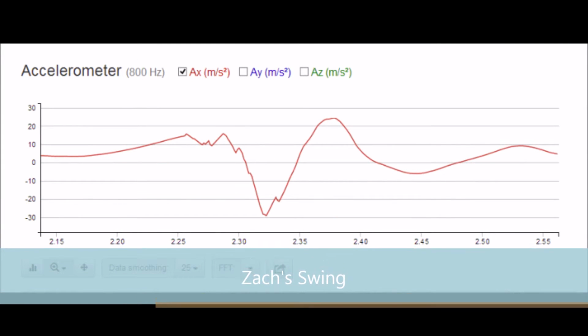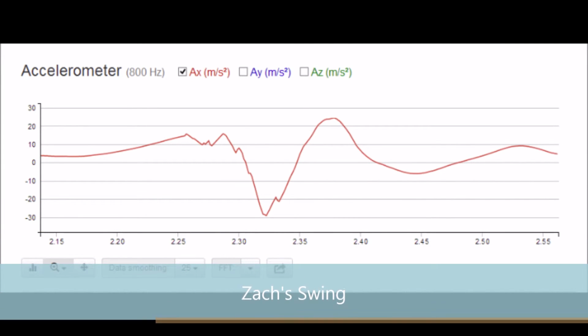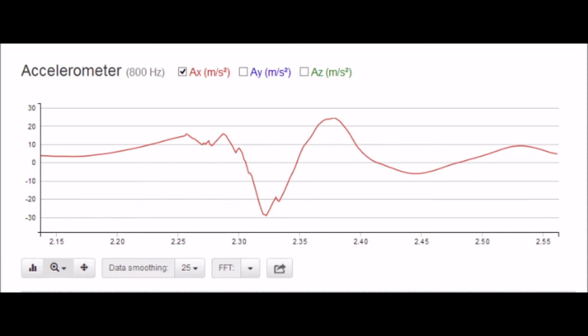For my graph, we took the first big spike on the graph as well, because that is when the sledgehammer hit the piece of wood and accelerated in the negative direction due to stopping. The max acceleration of my swing was 18.058 meters per second squared. We took the same formula, F equals ma. We took 4.6 kilograms and multiplied it by 18.058 meters per second squared, and as a result, we got 83 newtons of force for my swing.